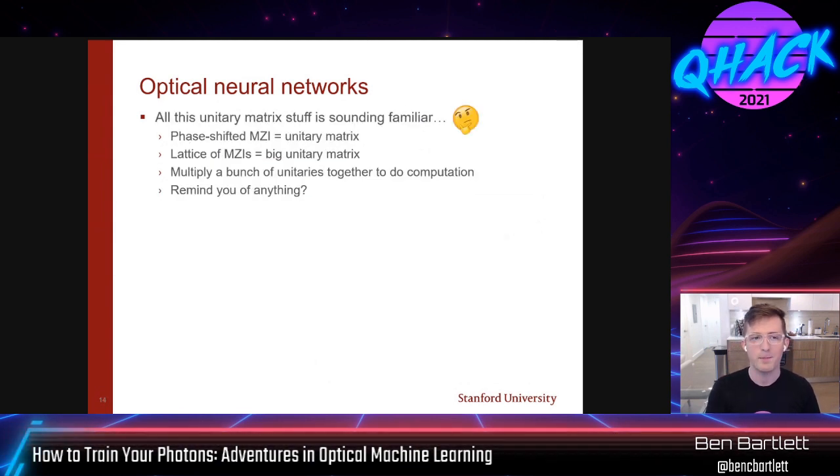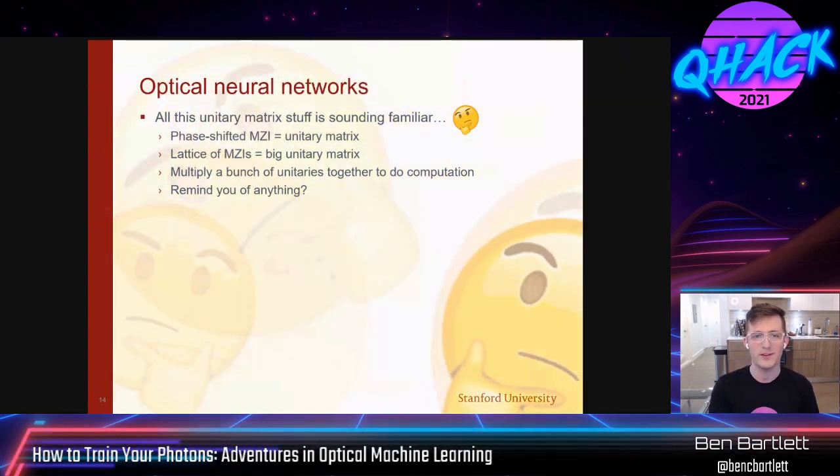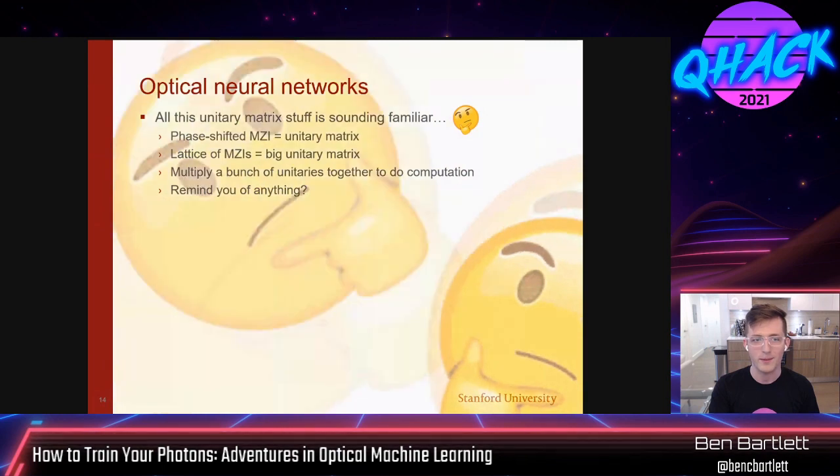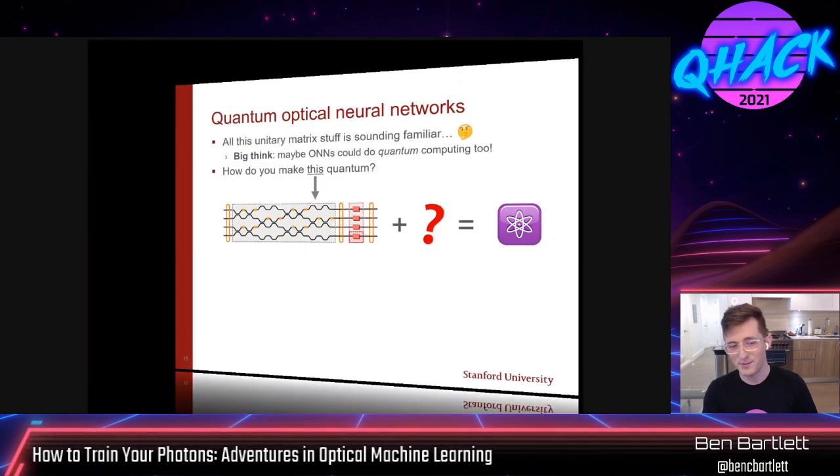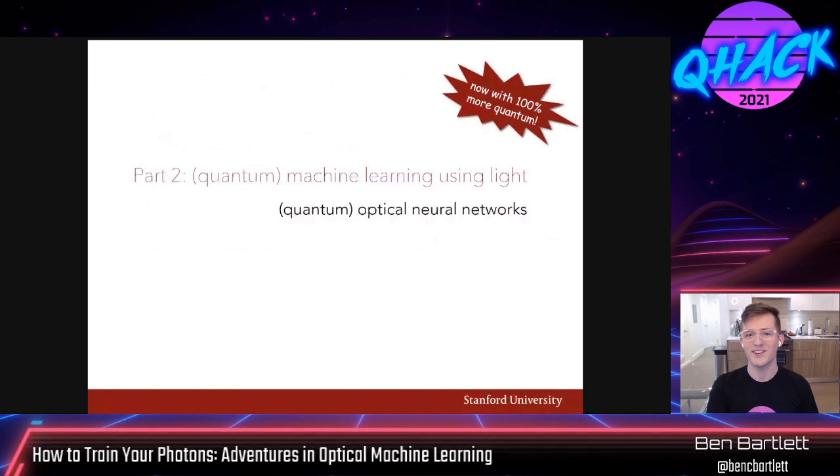Around this time, all of this unitary matrix stuff might sound familiar. A phase-shifted MZI can do a unitary matrix, you put them together and you can do a big unitary matrix, and then you multiply a whole bunch of big unitaries together to do a computation. So this might remind you of something. Maybe optical neural networks could do quantum computing too. But how do you take this chip with a bunch of phase shifters on it and make it work for quantum information? Well, that's the subject of part 2 of my talk, which is quantum machine learning using light.